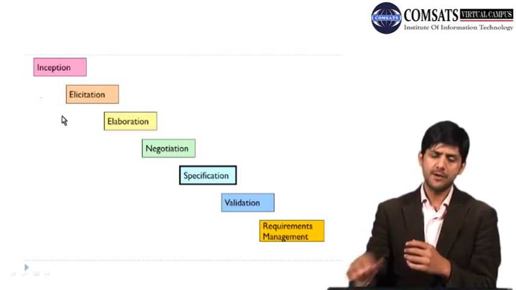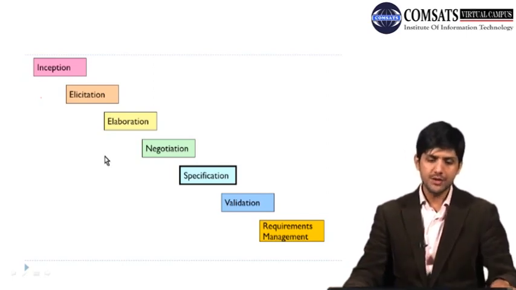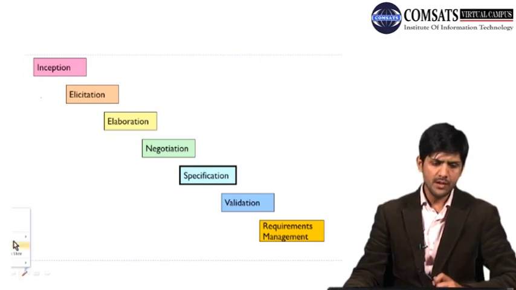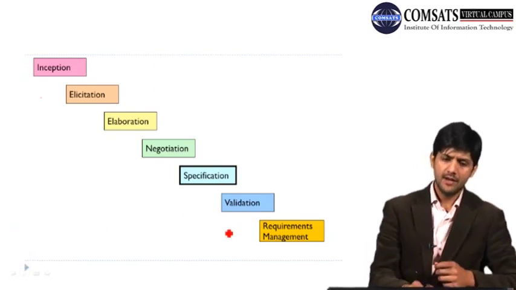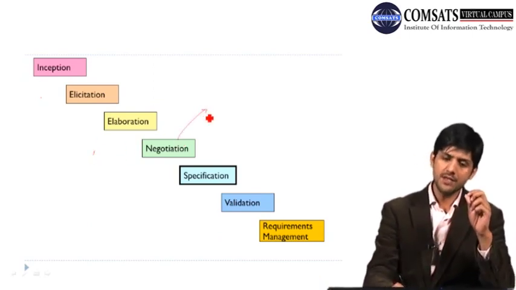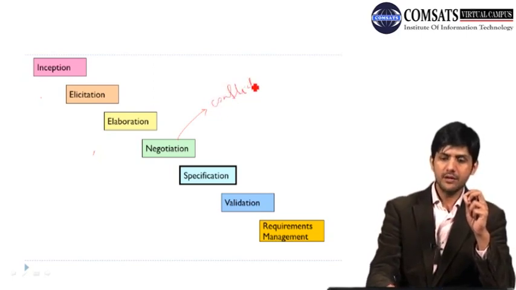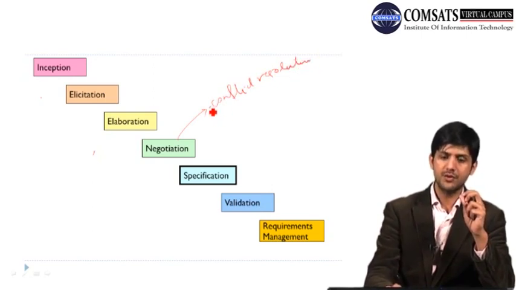Then we moved to our discussion on negotiation, and we said that negotiation is very central, because we do very important things when we are negotiating. The first thing that we do is we try to resolve conflicts. So conflict resolution is one of the main tasks that we do in negotiation.